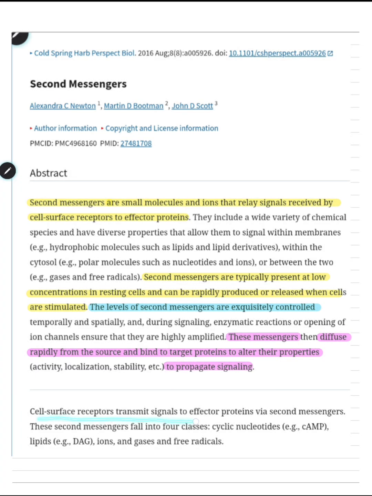Cell surface receptors signal effector proteins via second messengers. Second messengers fall into four classes: cyclic nucleotides, cyclic AMP, lipids, diacylglycerol, ions, gases, and free radicals. We just saw adenylyl cyclase and IP3DAG, but there are these other two types also: ions, gases, and free radicals.